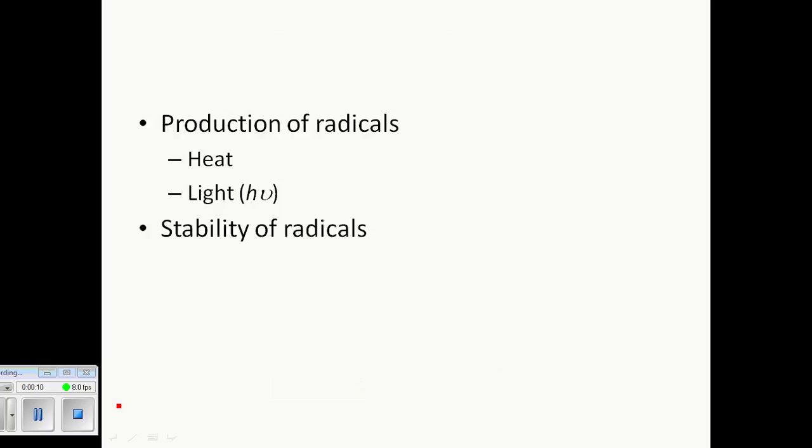So the big things to start off with is understanding what radicals are, and then how do we produce radicals. And usually when you have heat or some kind of light, which is represented by the h nu there, you're going to get some sort of radical reaction where you're going to get a single electron generated on a species. Once we do that, you have to understand the stability of radicals. That way you can predict the outcome of a reaction.